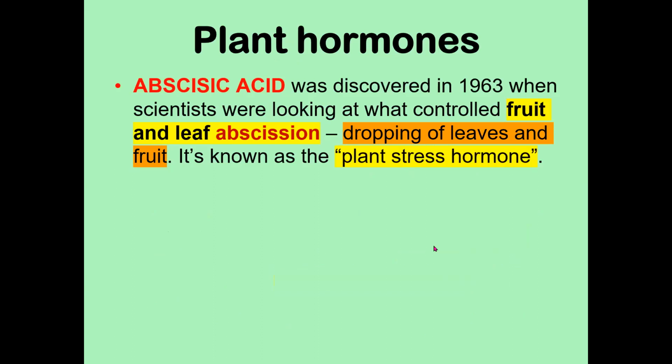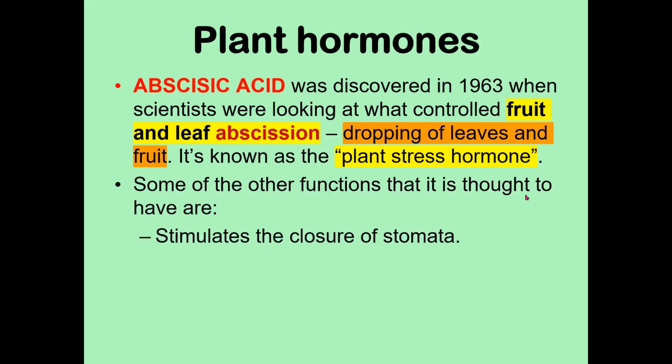Another hormone called abscisic acid. I mentioned abscission before, and it's only 1963, so it's not that long ago that they discovered it, and they were looking at what controlled fruit and leaf abscission. Why did fruit drop? Why did leaves drop? And it's known as the plant stress hormone. So when a plant is under stress, like water stress, it will produce a lot of this abscisic acid and drop a lot of leaves. So the more leaves it drops, the less water it loses.